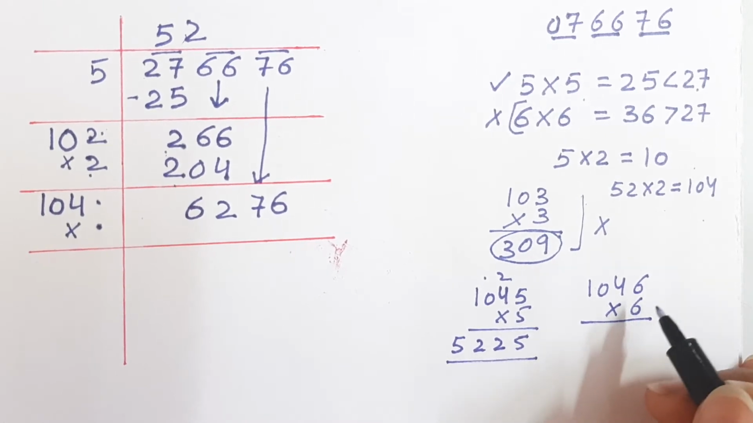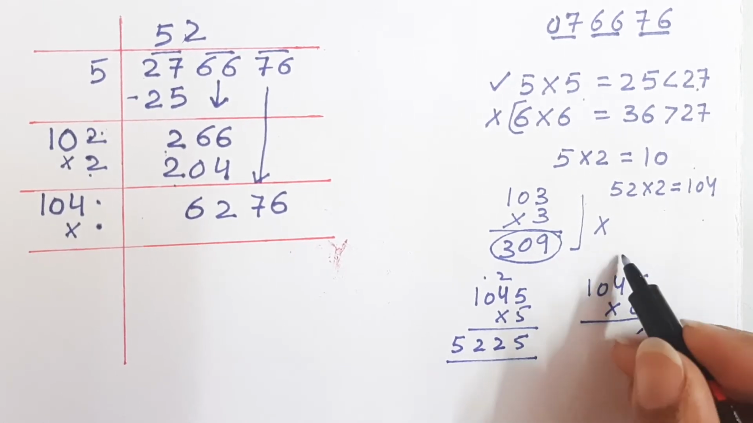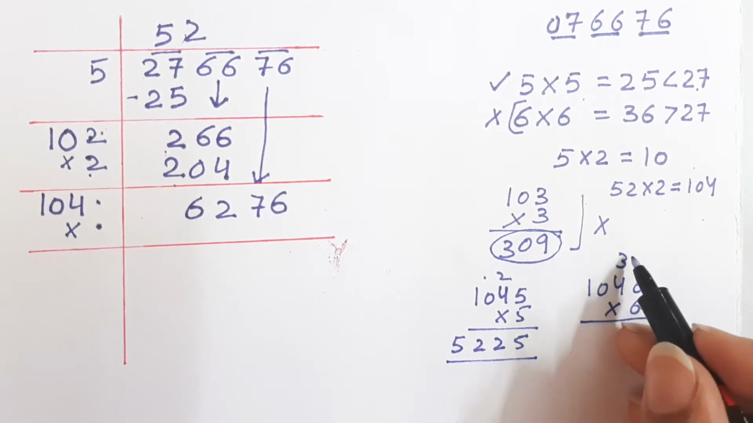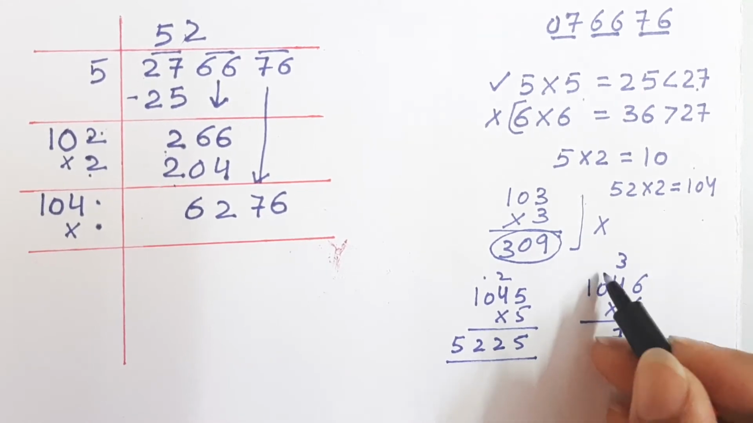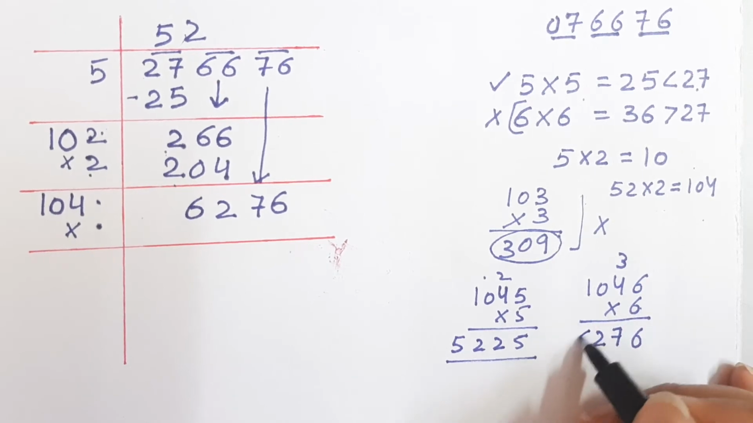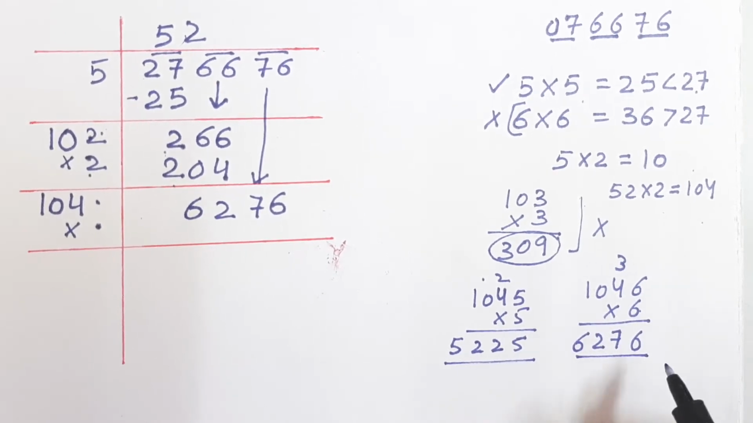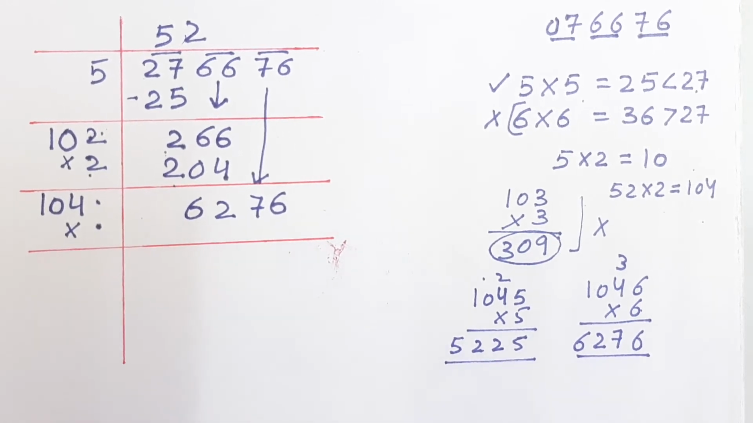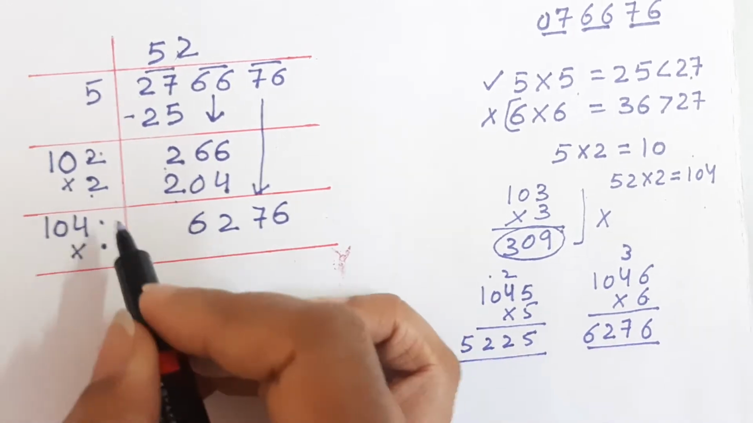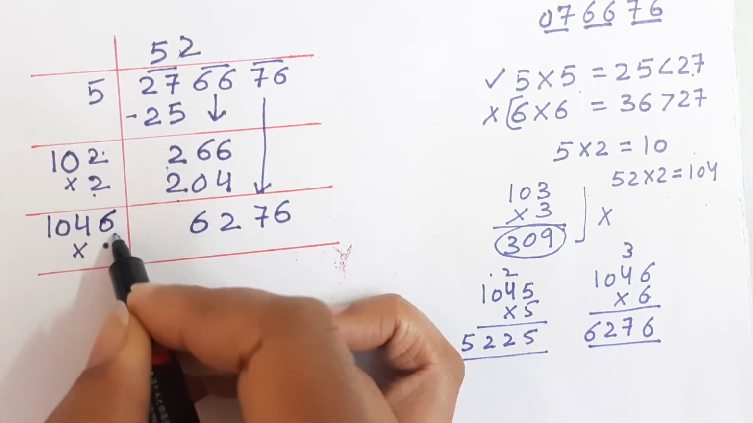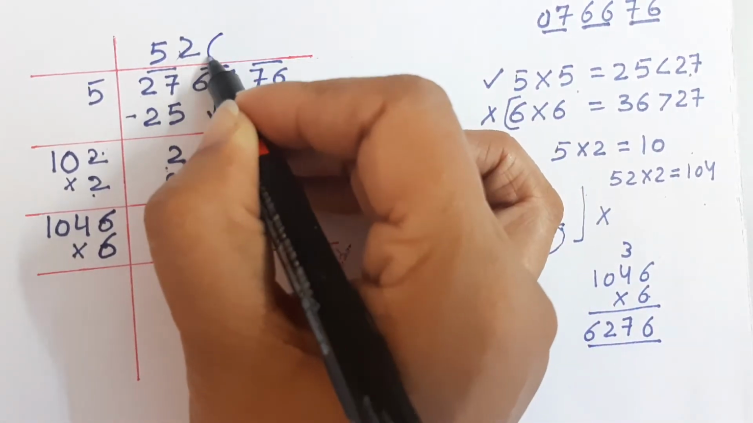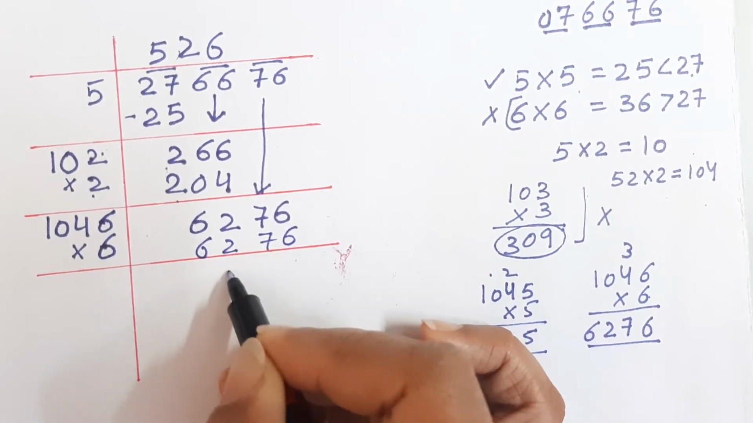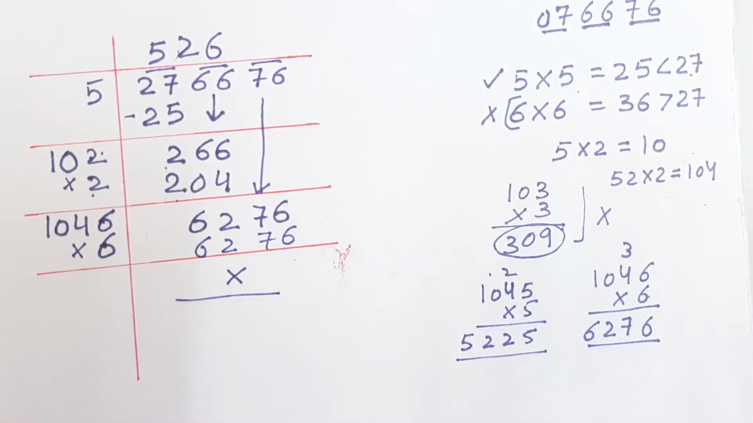In that case, 6 6s are 36, 3, 6 4s are 24 and 3 is 27. 2 will come, then 6 1s are 6. Now you can see exactly the same digits I have got. So that means it will go with 6, and we will write 6 here also. So it is 6276 and the remainder is 0.